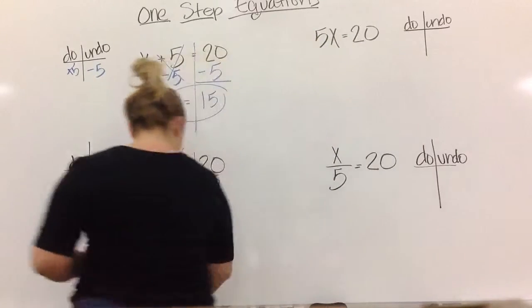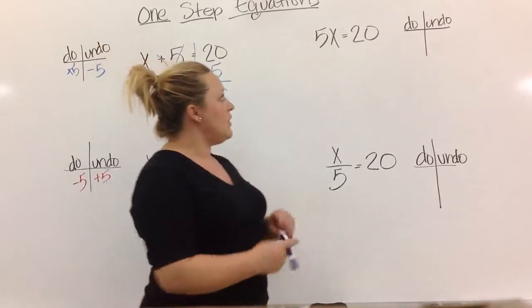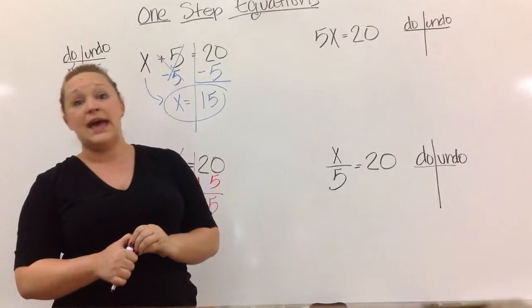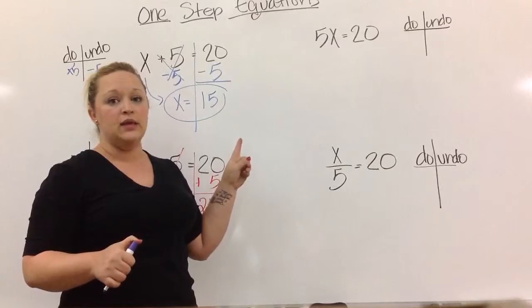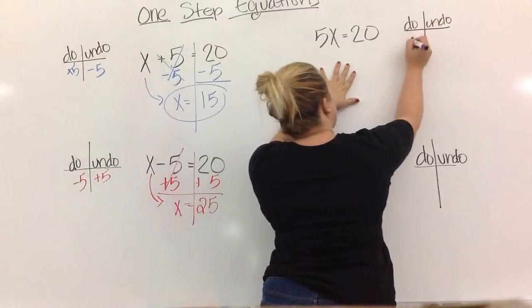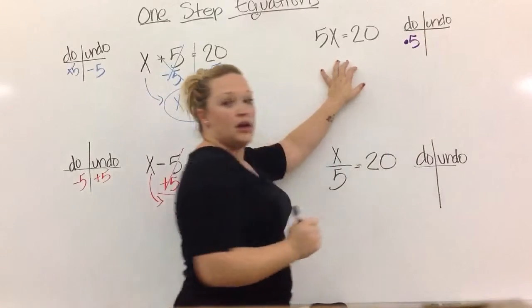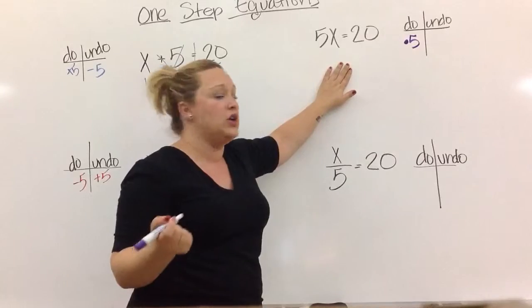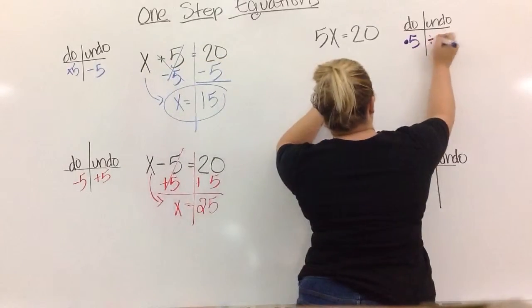I'm going to go ahead and switch colors again. I'm going to look right here. I have 5 times x equals 20. What is being done to our x is it's being multiplied by 5. So I'm going to go put that on the done side. How to undo multiplying by 5 is to divide by 5, because that's the inverse. So I'm going to divide by 5.